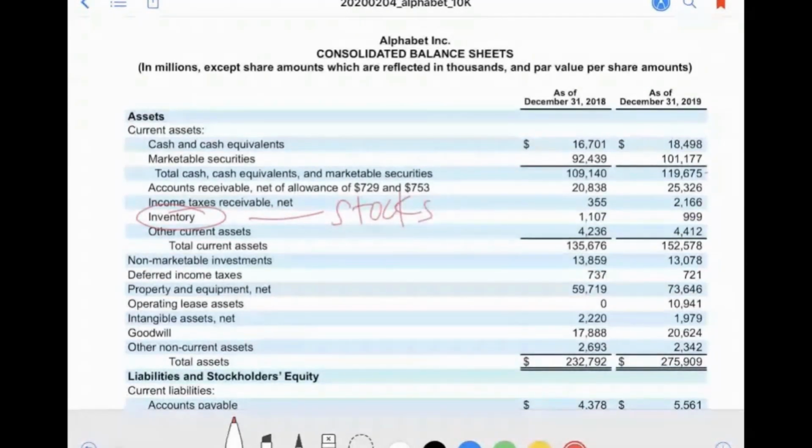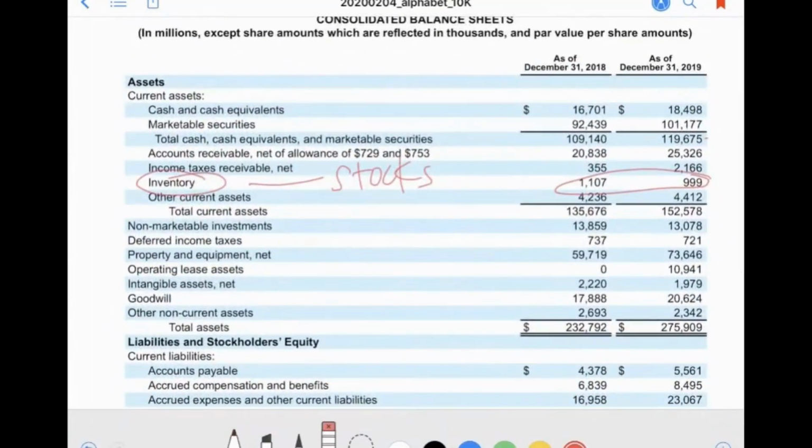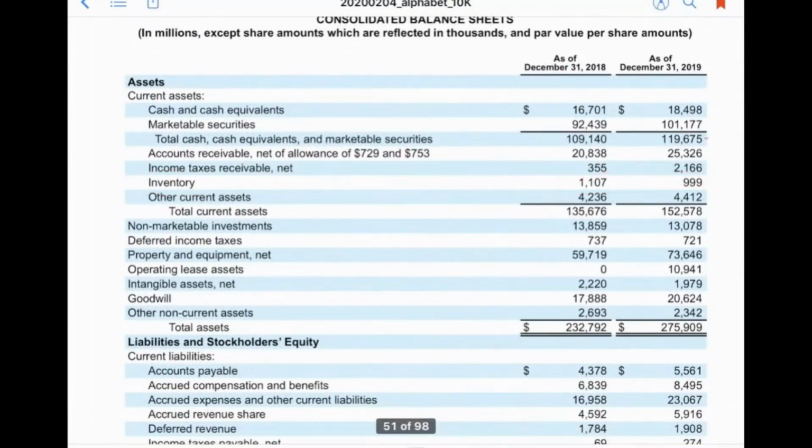Okay, so these are products. If you are a product-based company, these are the products you sell. For Google, they do not have much product, so you can look at their inventory is actually a very small amount. But if you look at all those product-based type of companies like Starbucks, or Ulta, or Under Armour, their inventory tend to be much higher. Okay, so these are the three things that I usually look at in the current assets.